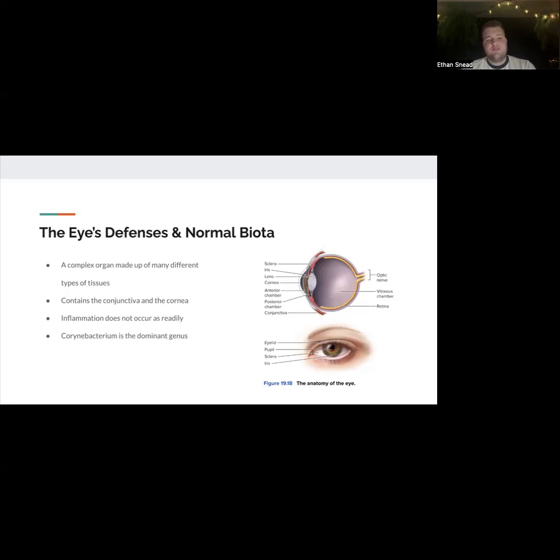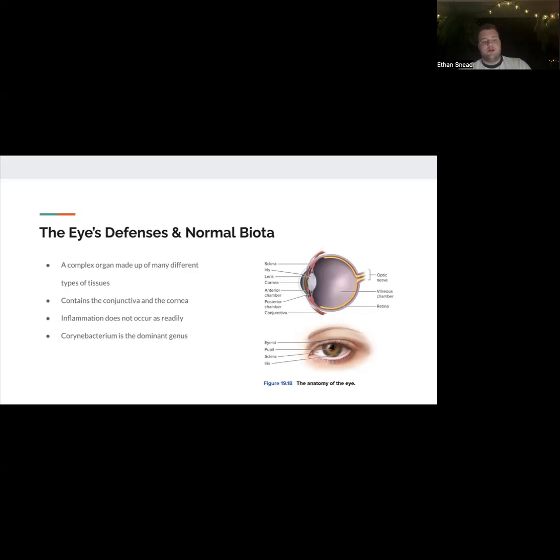Now, the conjunctiva is the thin fluid-secreting tissue that covers the eye and lines the eyelids. So it is involved in the creation of things such as our tears and helps keep our eye moisturized. The cornea is the transparent dome-shaped tissue, and it covers the iris, the pupil, and the anterior chamber of our eye, and is composed of 5 to 6 layers of epithelial cells, and these regenerate quickly.